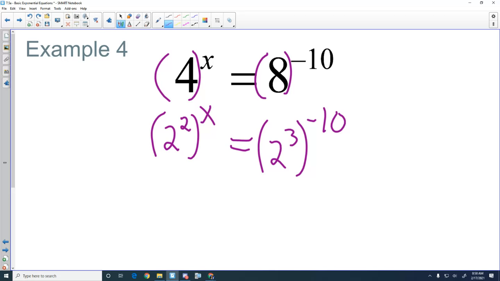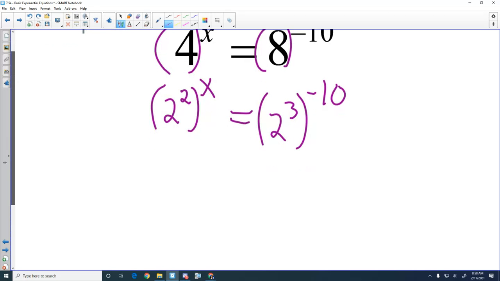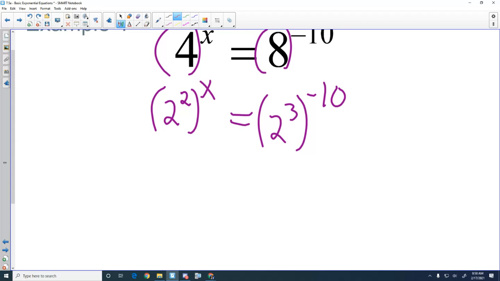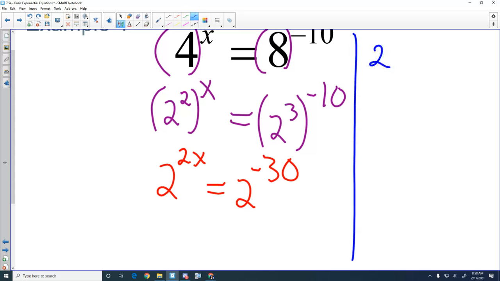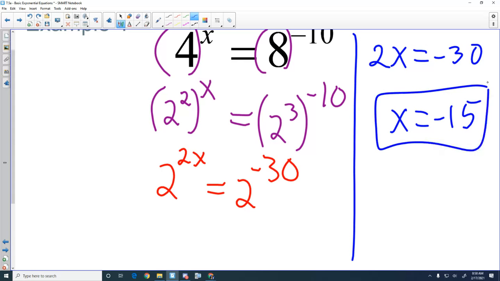Now, when you have an exponent raised to an exponent, you multiply those exponents together. So this will be 2 to the 2x equals 2 to the negative 30. Now they're both the same base of a 2. Ignore those 2's. Set the exponents equal to one another. So 2x equals negative 30. Divide by 2, and x is negative 15.